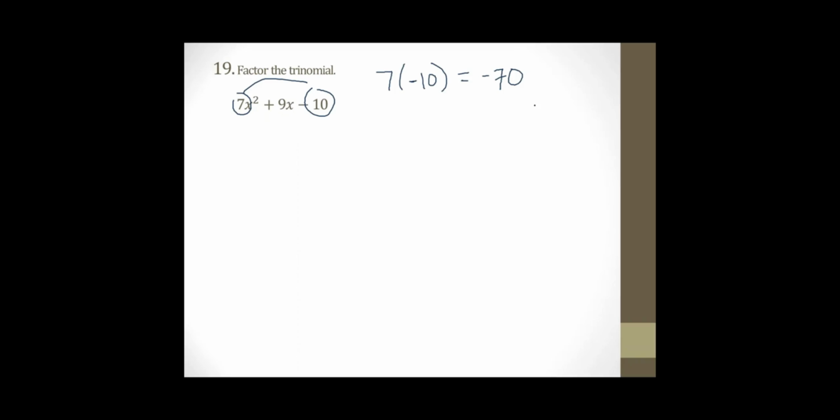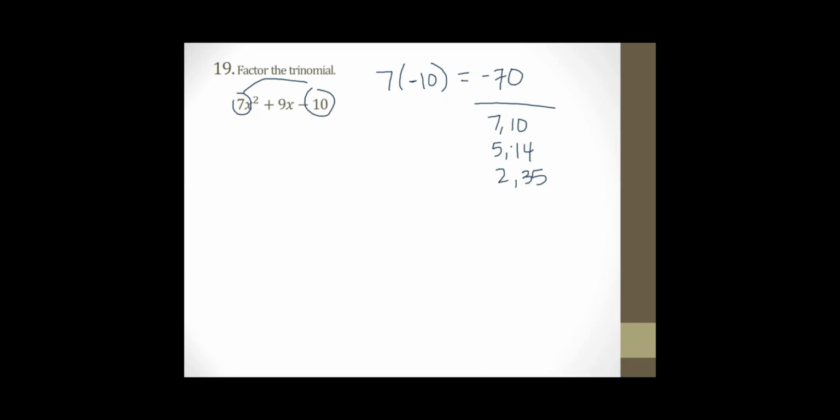So if I list some numbers that multiply to give me negative 70, let's see, I've got 7 times 10, I've got 5 times 14, 2 times 35, a lot of combinations here. It's negative, so I need to have one of these to be negative, and I want to add them together to get 9. Like I said before, c is negative, so they're going to be different signs, and then the b is positive, so the larger number gets the positive sign.